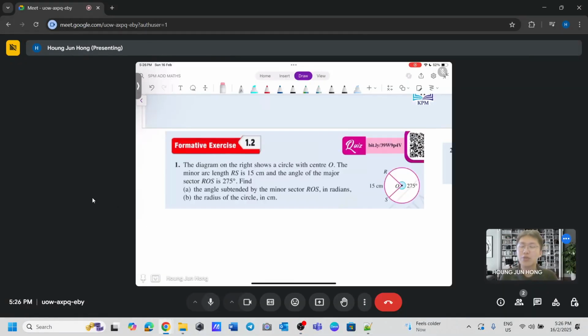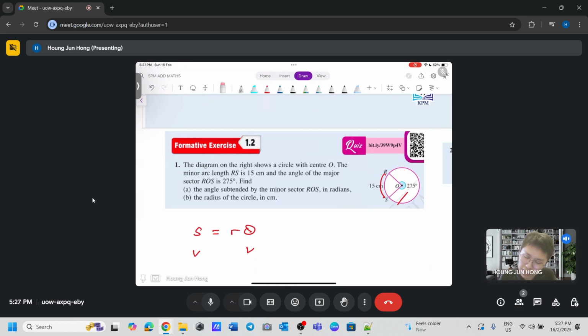Okay, now we're gonna go through the quick formative exercise with 1.2 over here. Let's go to the first question. I think this one should be very straightforward. As you can see, you have an angle, and you have an arc length over here. Again, s equal to r theta. You have the angle, you also have the arc length. You have to find the radius, I believe.